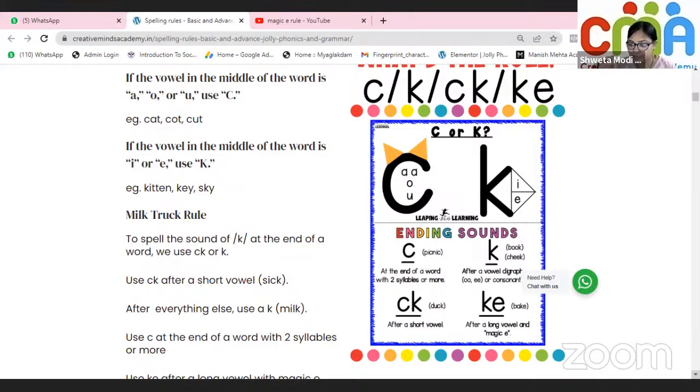Can you quickly type examples of the cat and kite rule? I want you all to quickly send your answers to get the points. Yes, athlete is also there. Very good. Kindly type the examples of the cat and kite rule to get your points.